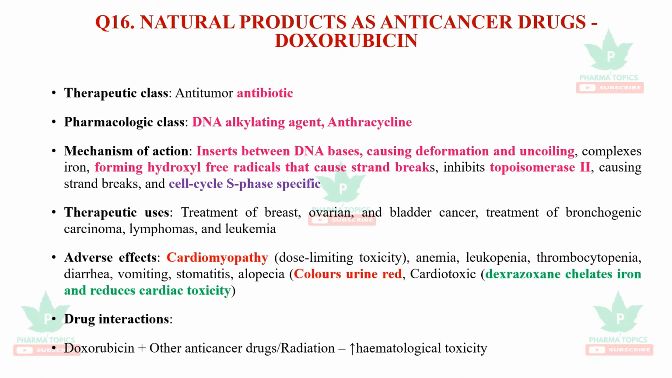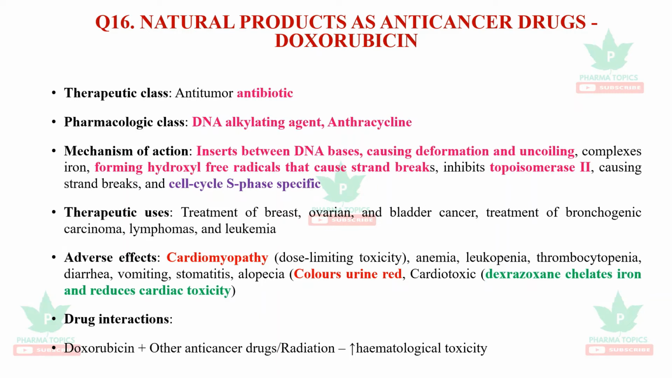Then a short note on doxorubicin. It's a DNA alkylating agent, anti-tumor antibiotic. It's an anthracycline antibiotic. It has multiple mechanisms. It inserts between DNA bases, causing deformation and uncoiling, forms hydroxyl free radicals, causing DNA strand break, and inhibits topoisomerase 2 also. It is also cell cycle specific, that is S phase specific.